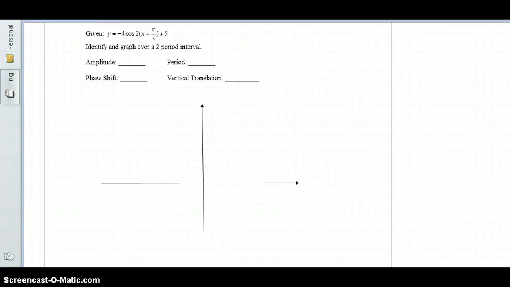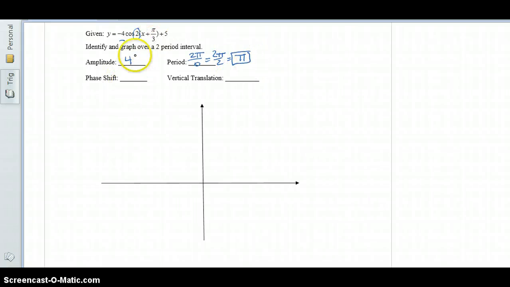Okay, so we're going to do the problem that you were working on in class today. In this problem, the amplitude is 4. It's the first number in the equation. Since amplitude is a distance, it's always positive. Next is the period. That comes from b. To find the period, you take 2 pi over b. So in this case, that's going to be 2 pi over 2, which is pi.